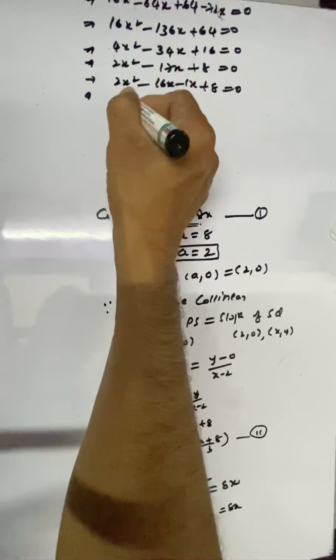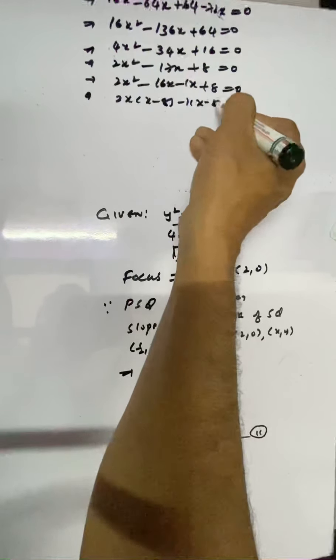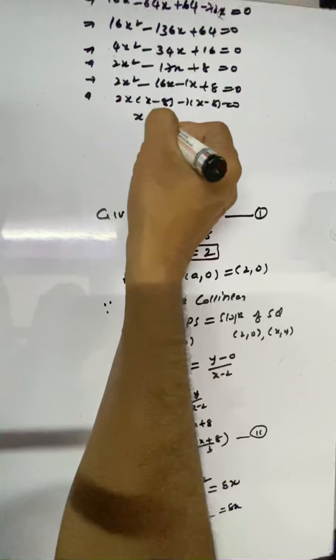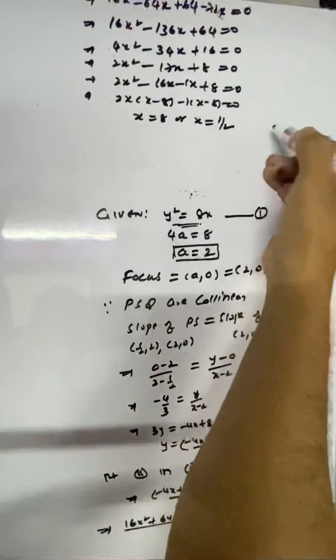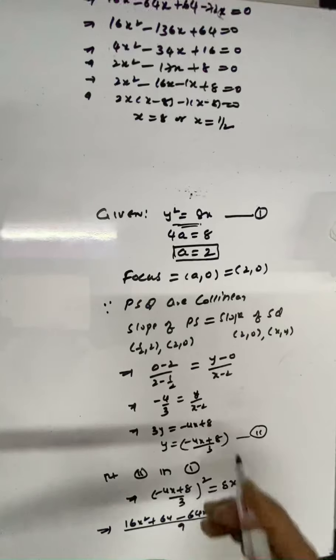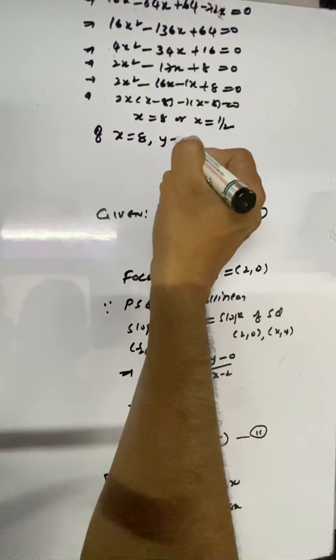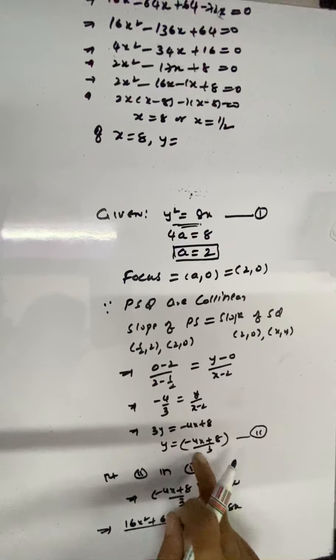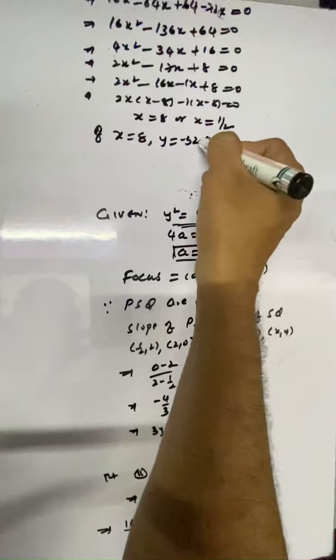Now we can take 2x common, x minus 8, minus 1 common, x minus 8, equals 0. So x is equal to 8 or x is equal to 1 by 2. See the y value: if x is equal to 8, we have to substitute here. Minus 4 times 8 is minus 32, plus 8, divided by 3.